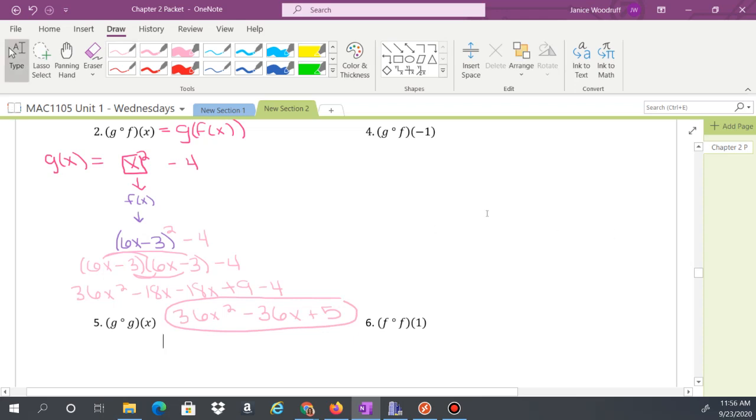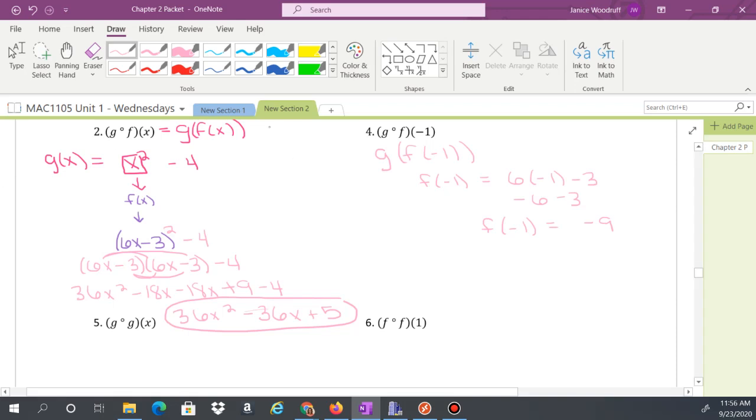All right, while we're doing this, let's go over to g of f of negative 1. You can plug negative 1 in here if you'd like, or we can do g of f of negative 1 and start with f of negative 1. Okay, so f of negative 1 is going to be 6 times negative 1 minus 3. So negative 6 minus 3. I get f of negative 1 is negative 9.